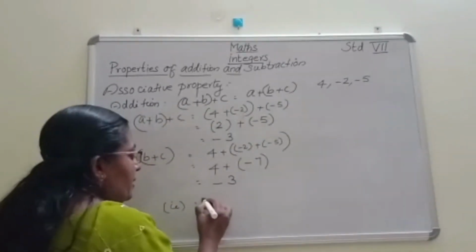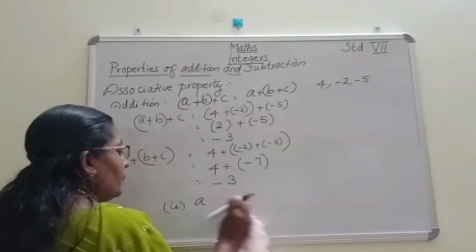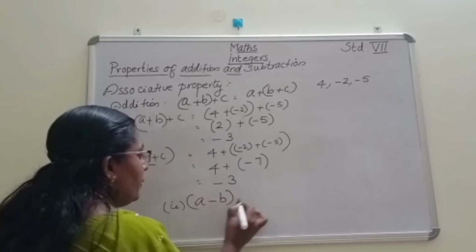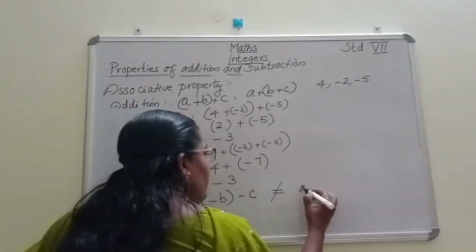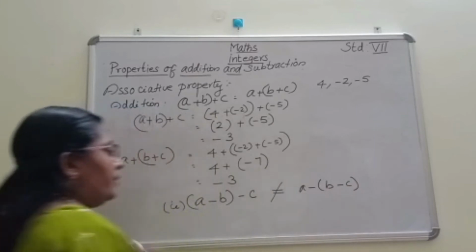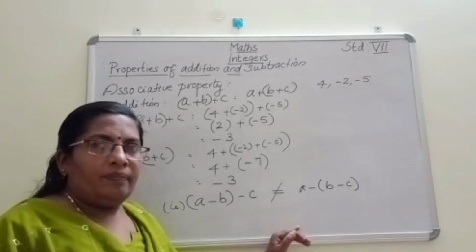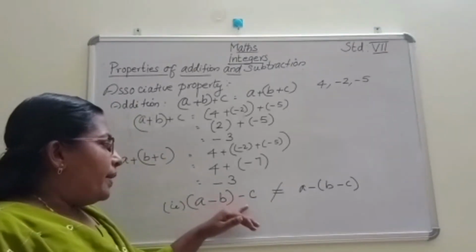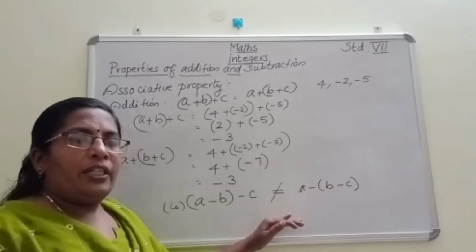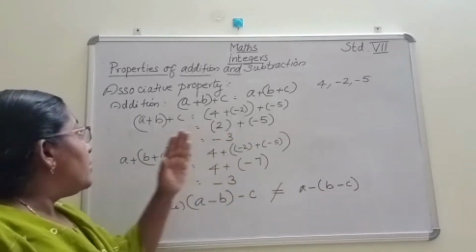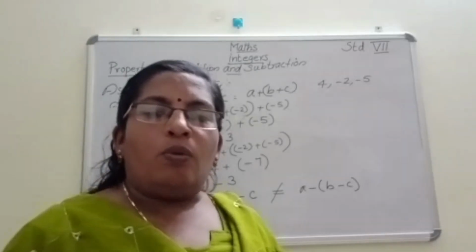So that is a minus (b minus c) is not equal to (a minus b) minus c. That is, if we change the grouping of the numbers and subtract, we will not get the same answer. So a minus (b minus c) is not equal to (a minus b) minus c. Therefore subtraction does not come under associative property. Addition comes under associative property.